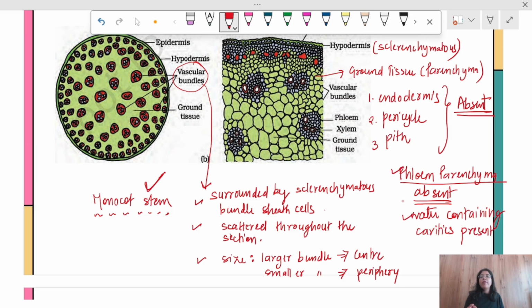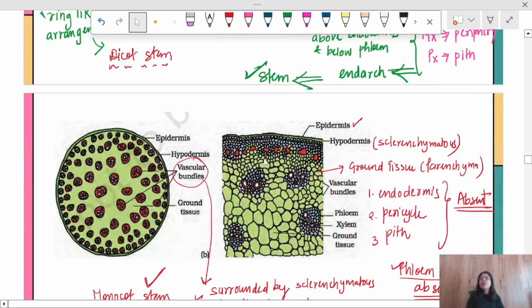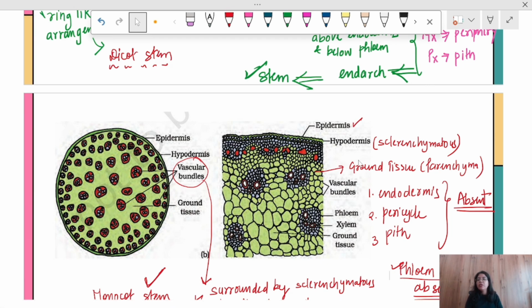Okay, fine. Just compare. Here the cortex is well differentiated. Here the cortex is not differentiated. It is having only this sclerenchymatous hypodermis. There is no endodermis. There is nothing. Only one ground tissue is there, which is starting from here and ending up to here. Everything is filled by this ground tissue, which is parenchymatous.